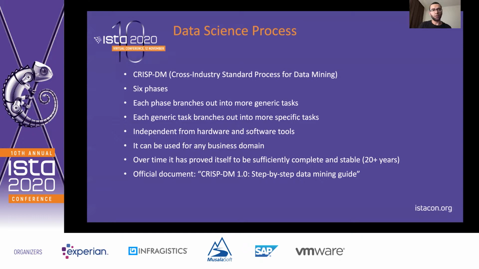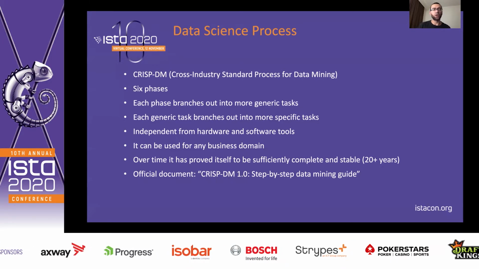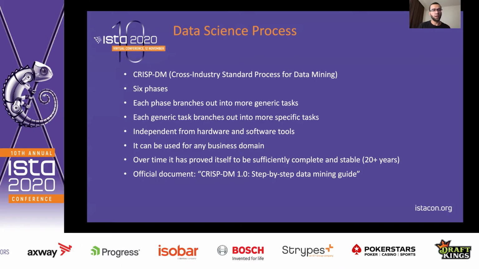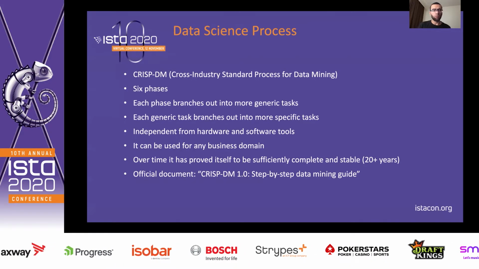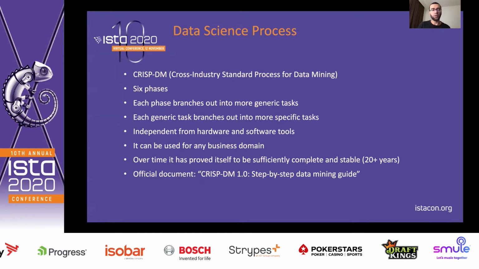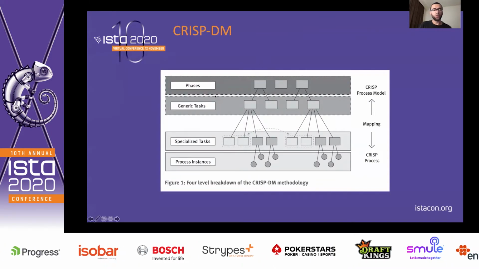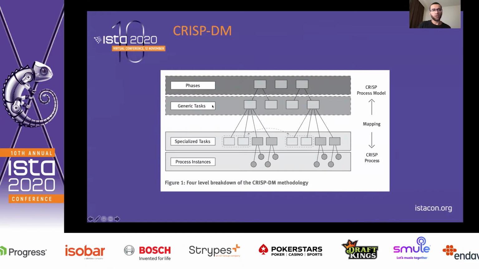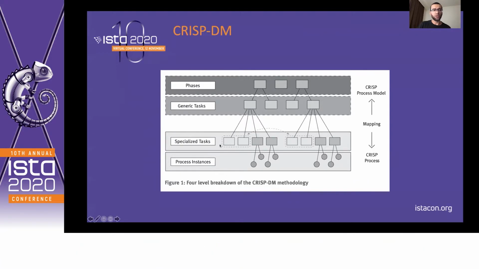So there is a standard, it's called CRISP-DM. It has 6 phases, and these phases branch out further into generic and specific tasks. For details, I would recommend to see the official document. I would just add that this process is very stable. It's 20 plus years old. So this is how it looks. On top, there are phases, and it branches out into generic tasks. And then each generic task branches out into specialized tasks.